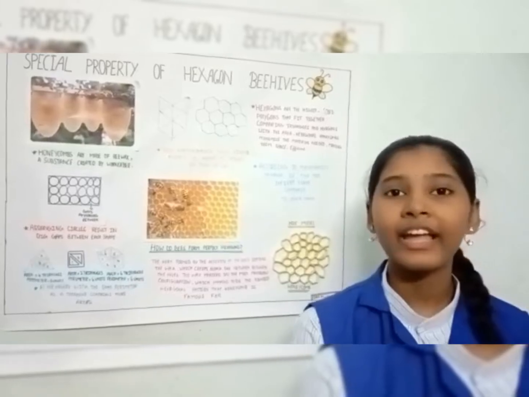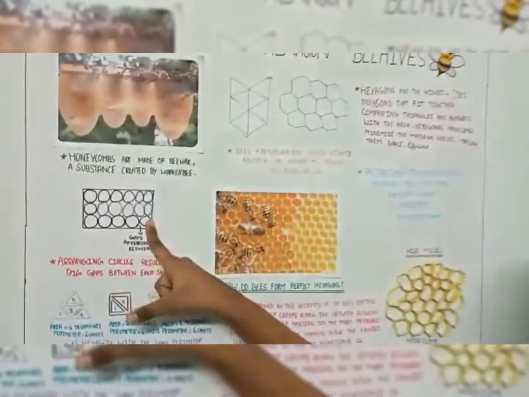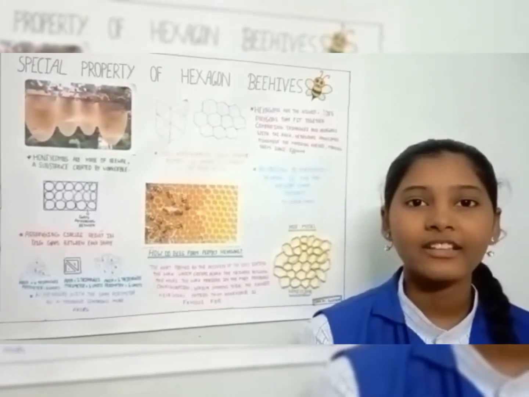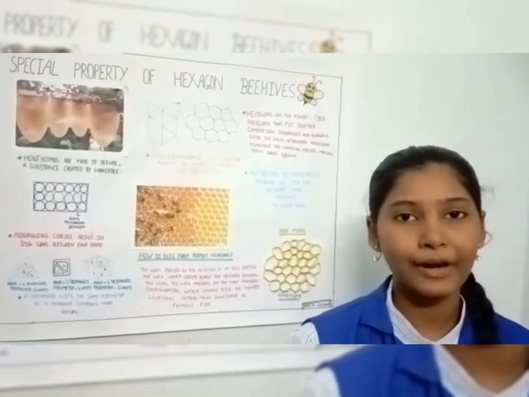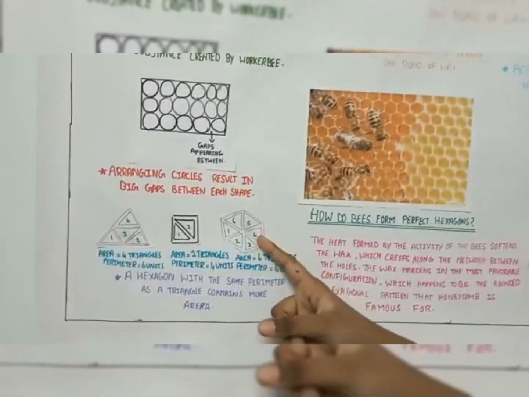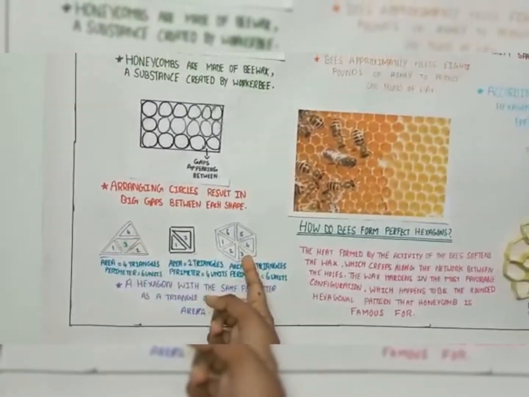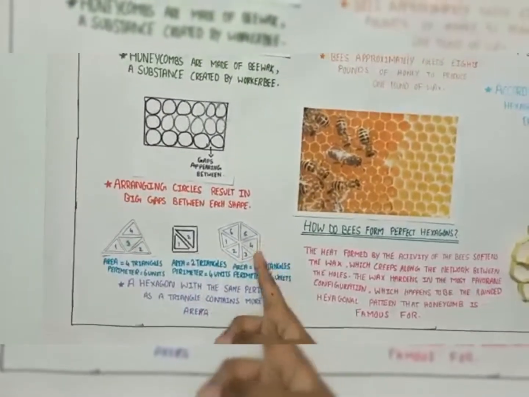Now, if the honeycomb is made up of circles, there would be a lot of wasted gaps between each shape, as shown in this figure. But to avoid this wastage, there are 3 shapes which can be organized. They are triangle, square and hexagon. Of these 3 shapes, hexagon contains more area.